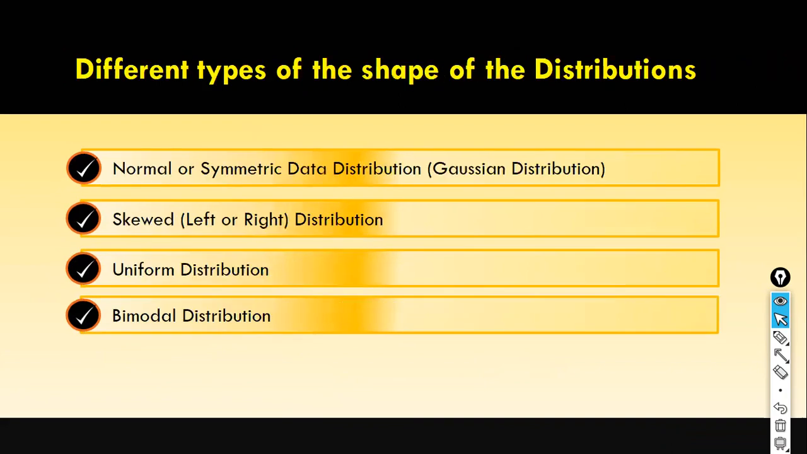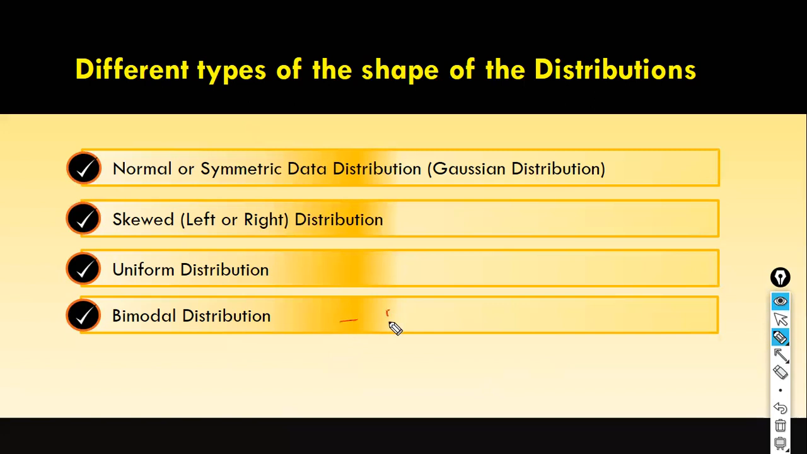There are different types of shape of the distribution: the normal distribution, the one which I discussed so far, and skewed distribution, the left skewed distribution and right skewed distribution. And apart from this, we have uniform distribution and bimodal distribution. What is a skewed distribution? A skewed distribution will have a longer tail on either the left side or the right side of your data set. Uniform distribution is a flat shape. And bimodal is where you will have two peaks in your data set.